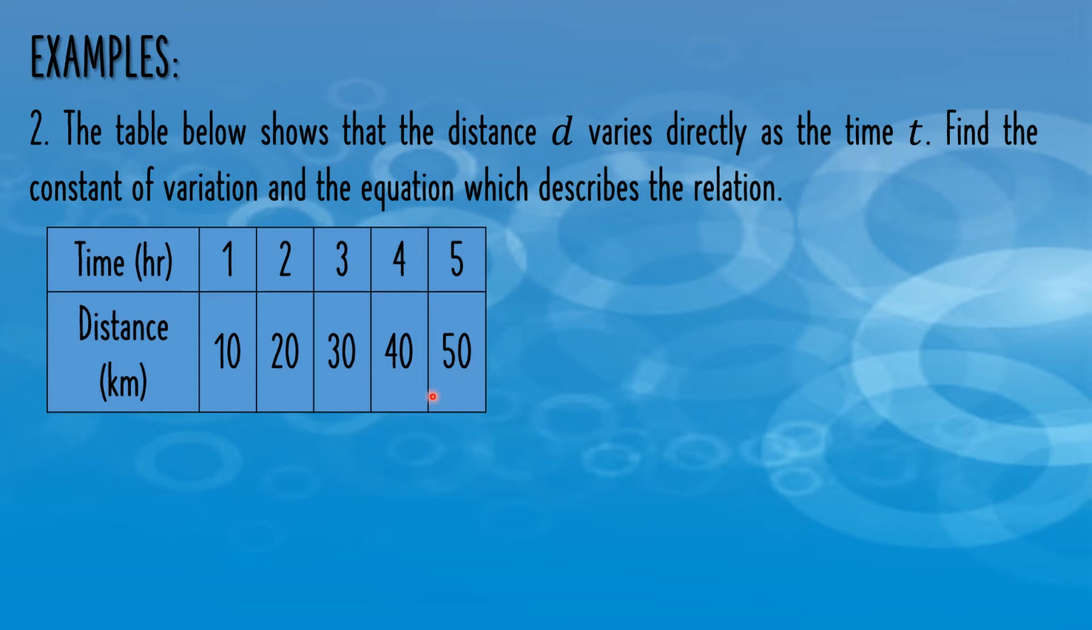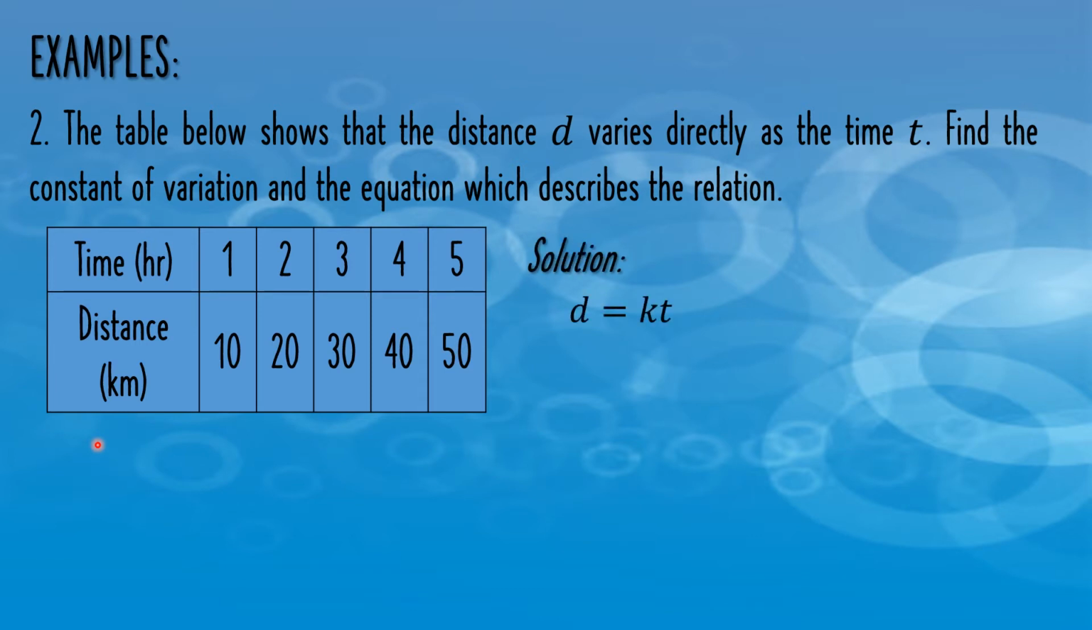So, habang tumatagal ang oras, lumalayo ang distansya o ang kilometro ng isang sasakyan o kung anumang bagay. So, ibig sabihin, kapag tumataas ang number sa time, tumataas din ang number sa distance. So, that is an example of direct variation. So, let's have now the solution.